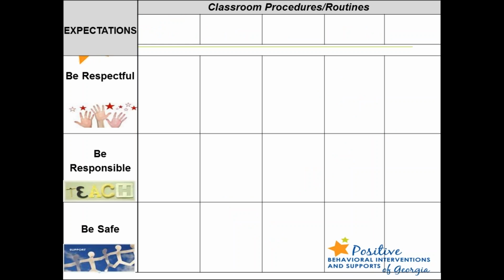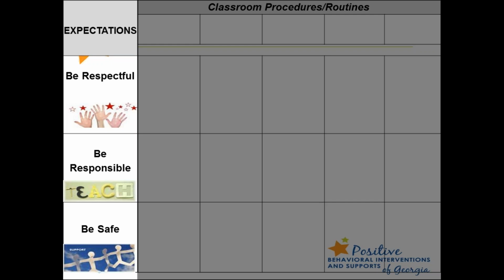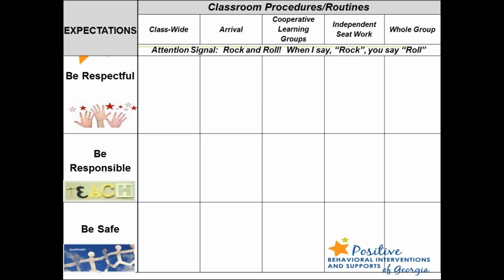Now that you've reviewed some sample matrices, it is time for you to fill out your own matrix. First, list your school's expectations along the left side column, such as be respectful, be responsible, be safe. Your classroom expectations should be the same as the school expectations. Pause the module while you do this activity, then press play when you are ready to continue.